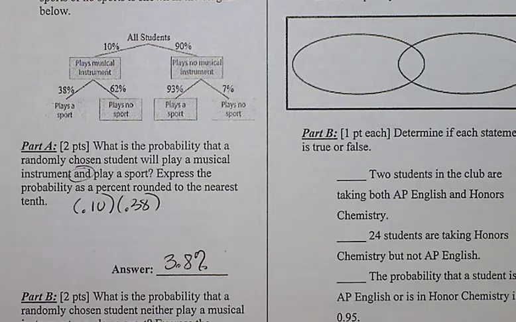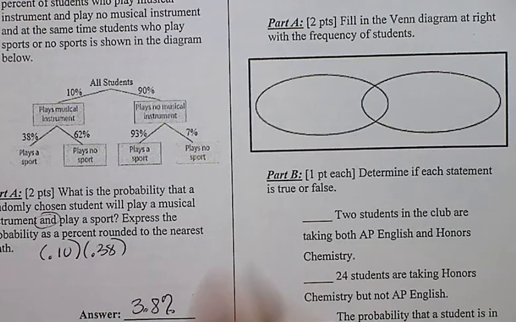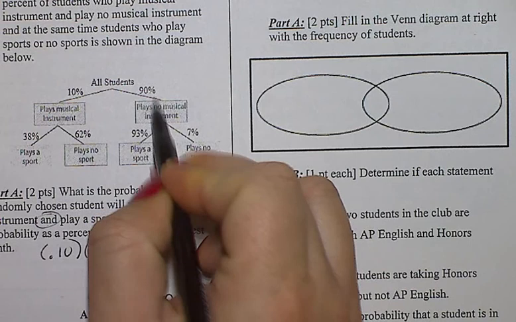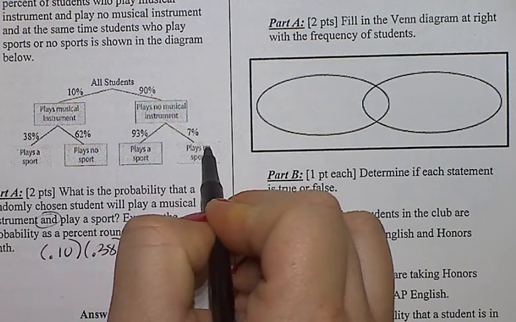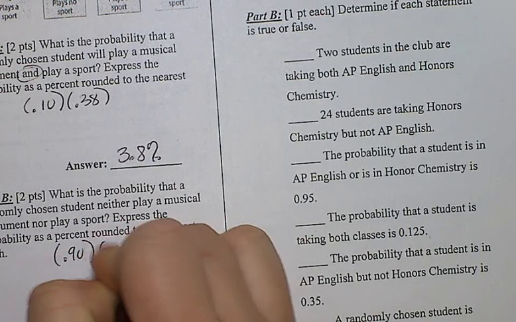Going on to part B. What is the probability that a randomly chosen student neither plays a musical instrument nor plays a sport? So this time we're going no music and no sport. It is an and statement. So I come up here. No music is 90%, and then no sport is 7%. 90% as a decimal and 7% as a decimal.